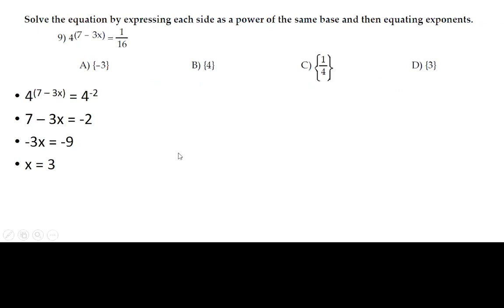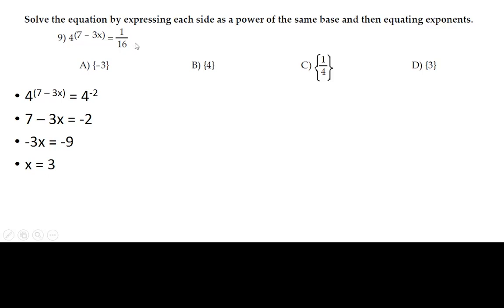Number 9. Solve the equation by expressing each side as a power of the same base and then equating exponents. So here in number 9, we have 4 to the 7 minus 3x power equals 1/16. And the directions say express each side as a power of the same base. Since we had a base of 4 on the left, we need a base of 4 on the right.